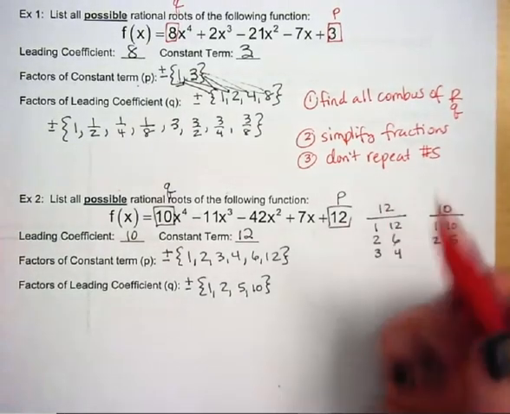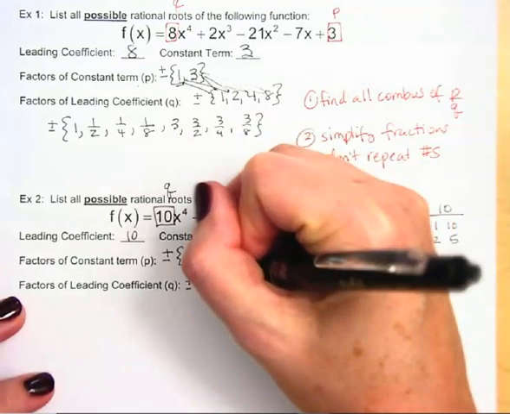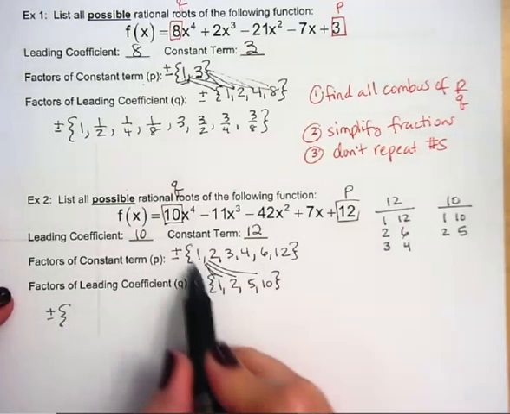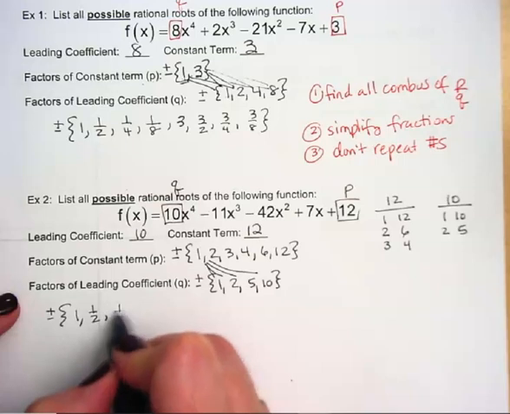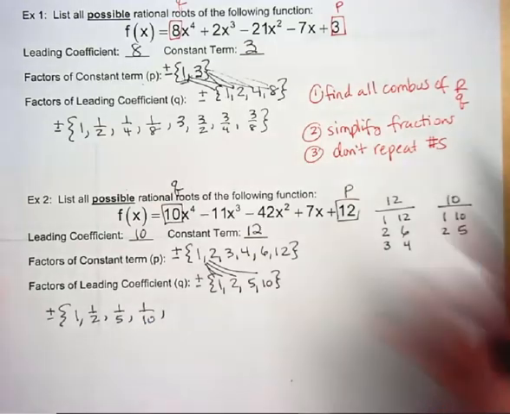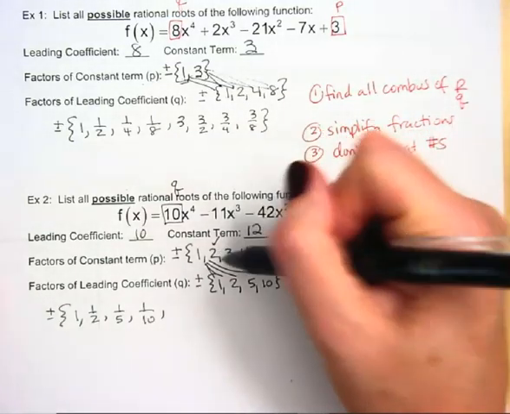So we just get started. I like to start with the P over every single Q. So that's going to give me 1 over 1, which is 1, 1 over 2, 1 over 5, and 1 over 10. So then I'm going to switch to this 2 as my numerator.